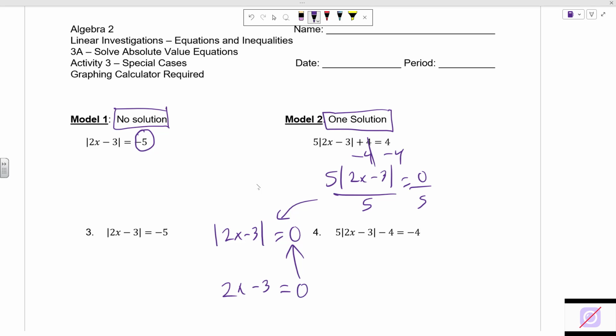So these are special cases that you want to be aware of. If there's a negative on one side, you would say no solution. And then if it's a 0, you're going to have one solution. It'll just be 1 because you can't have a positive or negative 0.